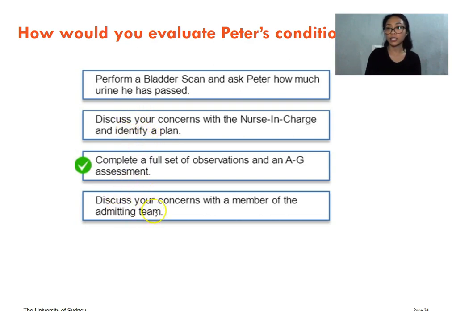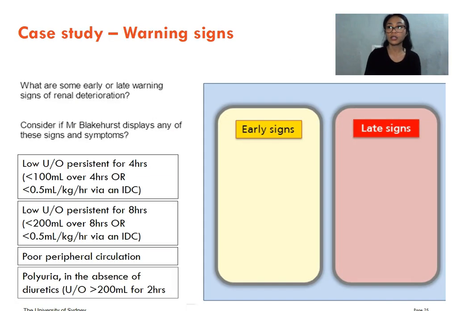And similarly, before you talk to the medical officer, the admitting medical team, you want to be able to say what the patient's current condition is very thoroughly and accurately. So what are those warning signs in terms of yellow zone criteria and late or rapid response criteria?